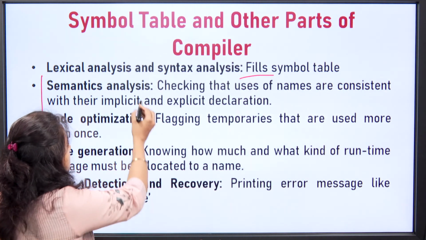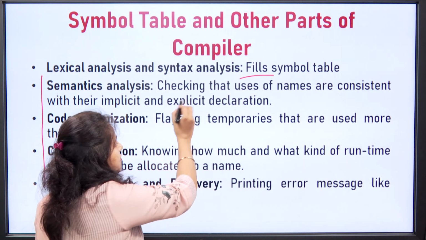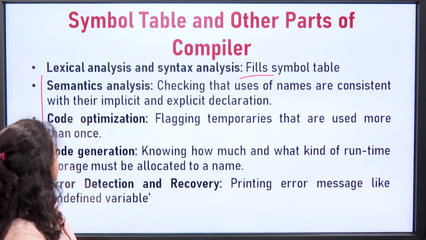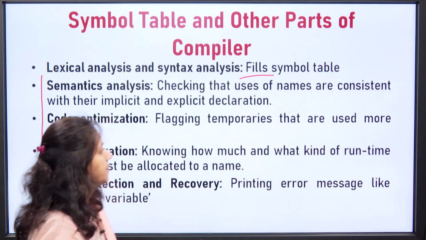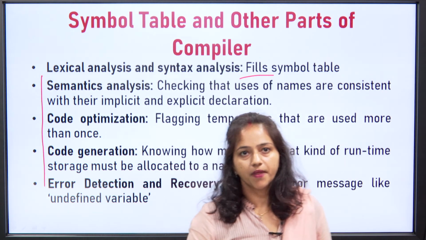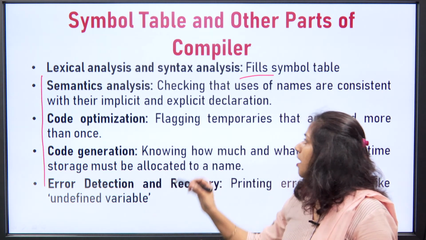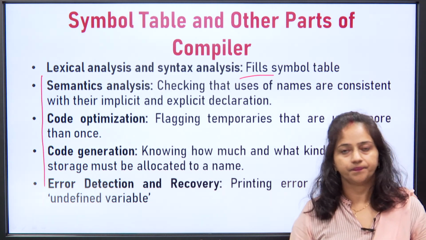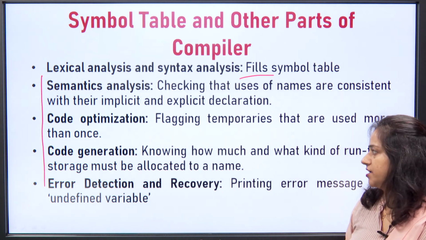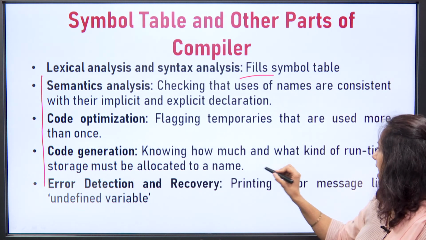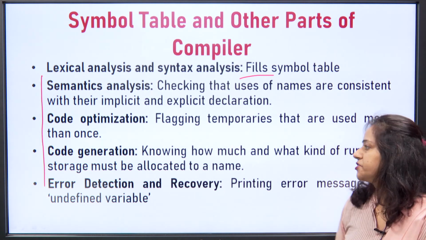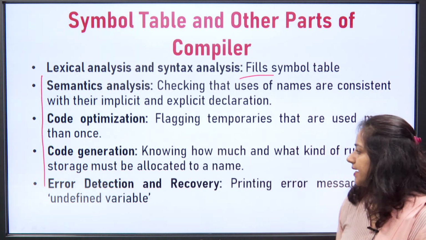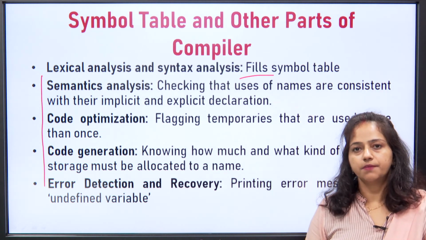So, first is semantic analysis. It is for checking that the users' names are consistent with their implicit and explicit declaration. Then in code optimization, flagging temporaries that are used more than once. Next, in code generation, knowing how much and what kind of runtime storage must be allocated to the name. And last, that is error detection and recovery module.